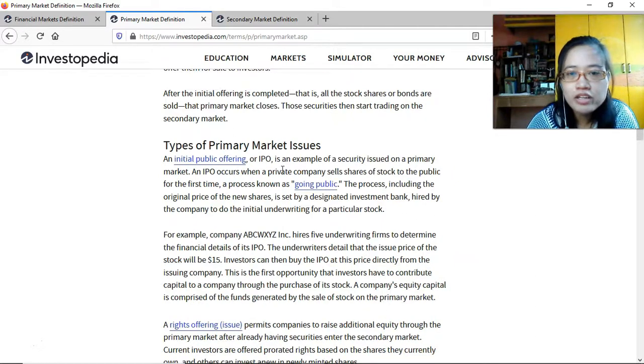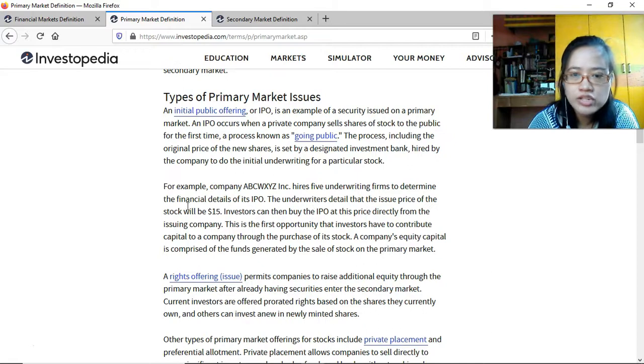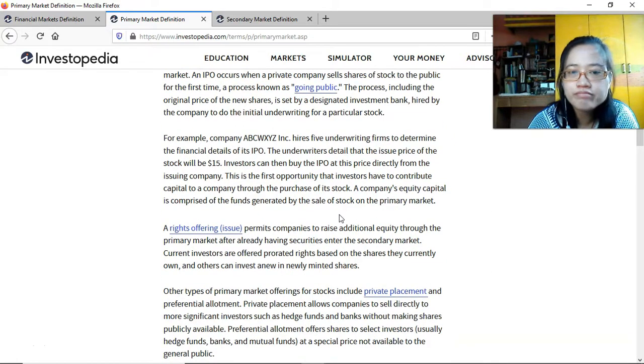Types of primary market issues. So an initial public offering or IPO is an example of a security issued on a primary market. An IPO occurs when a private company sells stocks to the public for the first time, okay, known as going public. The process, including the original price of the new shares, is set by a designated investment bank or broker or underwriter hired by the company to do the initial underwriting of that particular stock. Okay, so here's an example. You can read this one.